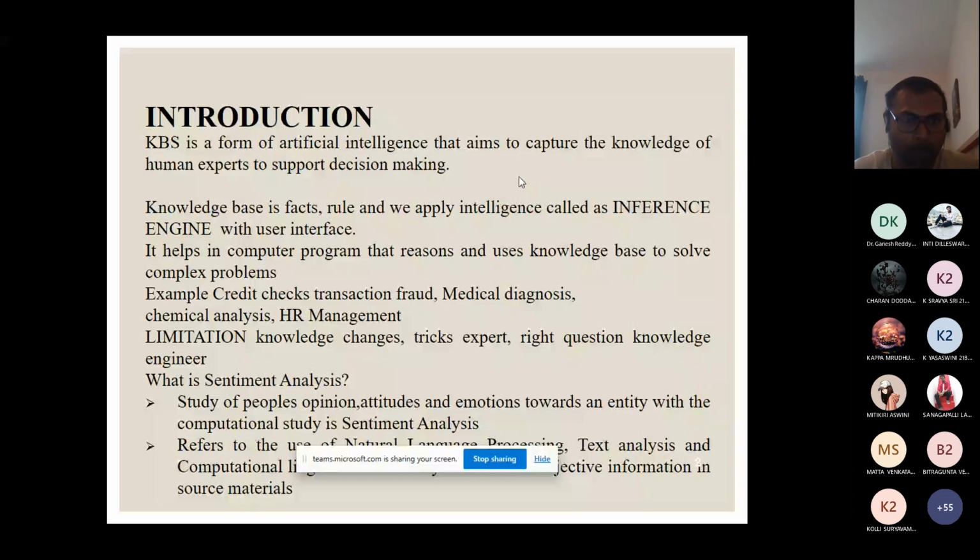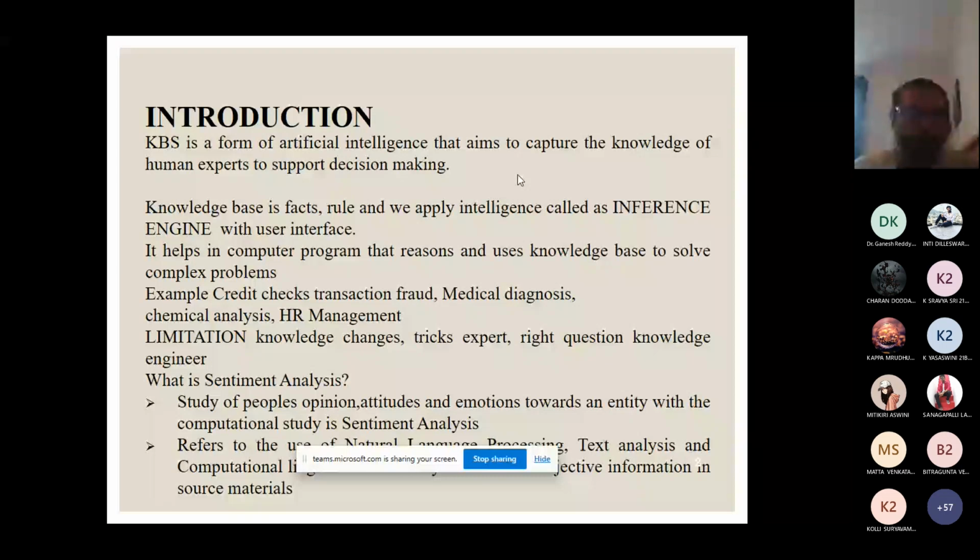Then what are these complex problems? Like medical diagnosis, credit card checking, transaction fraud, very big chemical analysis, and in the whole ERP system of HR management, human resource management, we are using these knowledge-based systems. So what are its limitations?